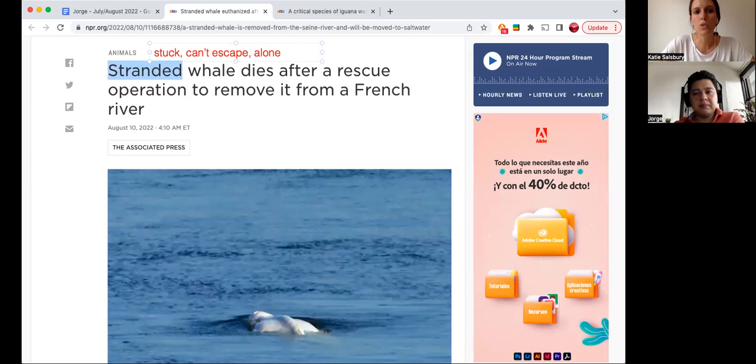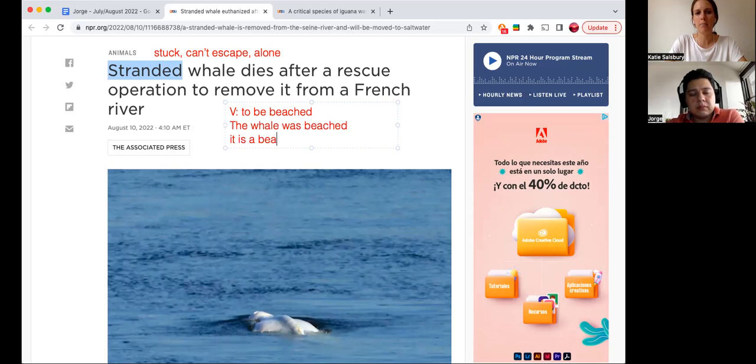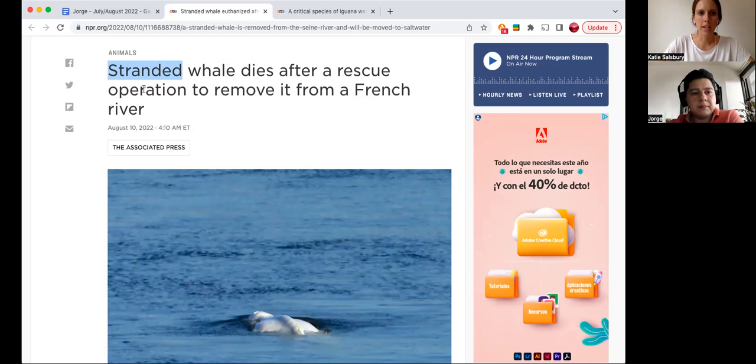Right. So stranded means you're stuck, like you can't get out of that situation. A lot of times in this situation, we're talking about whales. We use the word as a verb, to be beached. So the whale was beached, or it is a beached whale, meaning it is stuck or stranded on the beach. Okay, great.